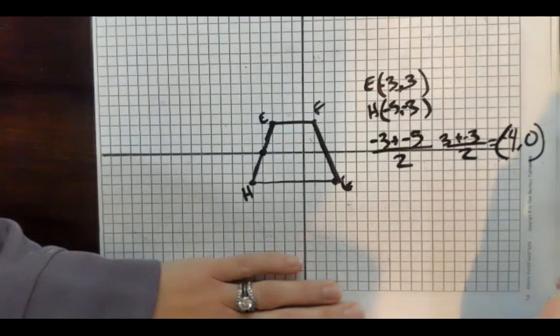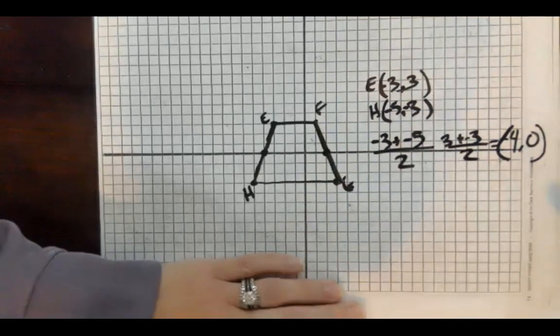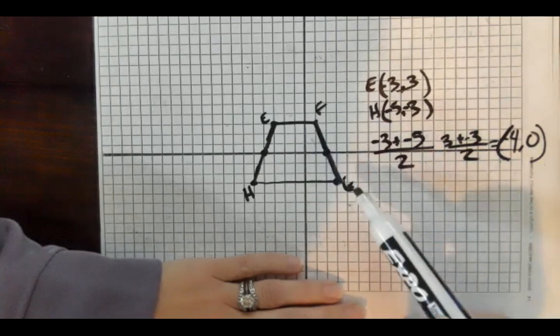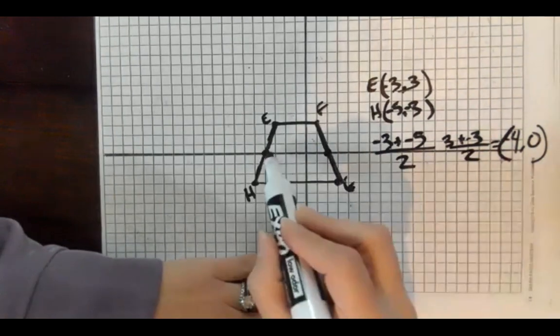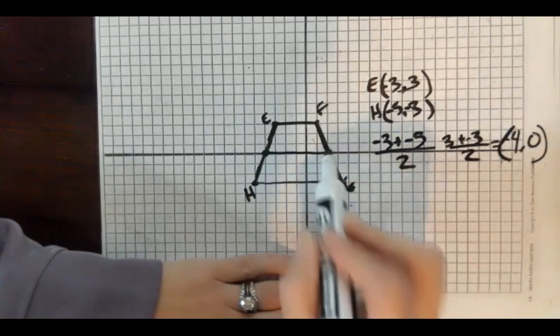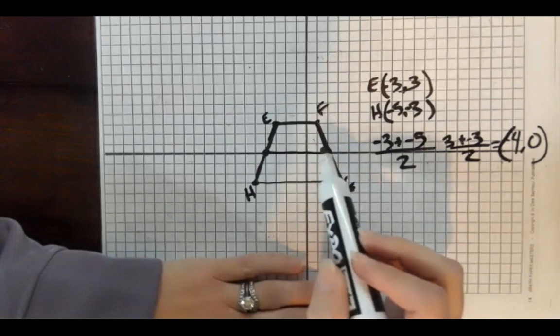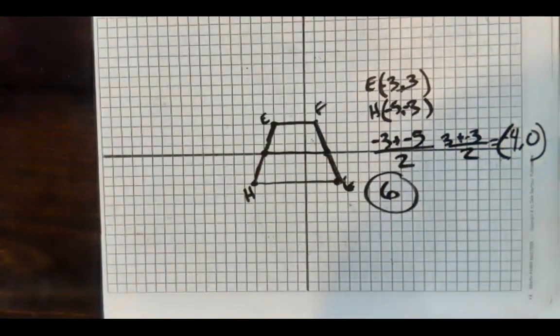And how about here for FG? It is also going to be right here on the 0. And you can tell that it is because your y values are going to be the same. So we need the length of this midsegment. 1, 2, 3, 4, 5, 6. Also 6.